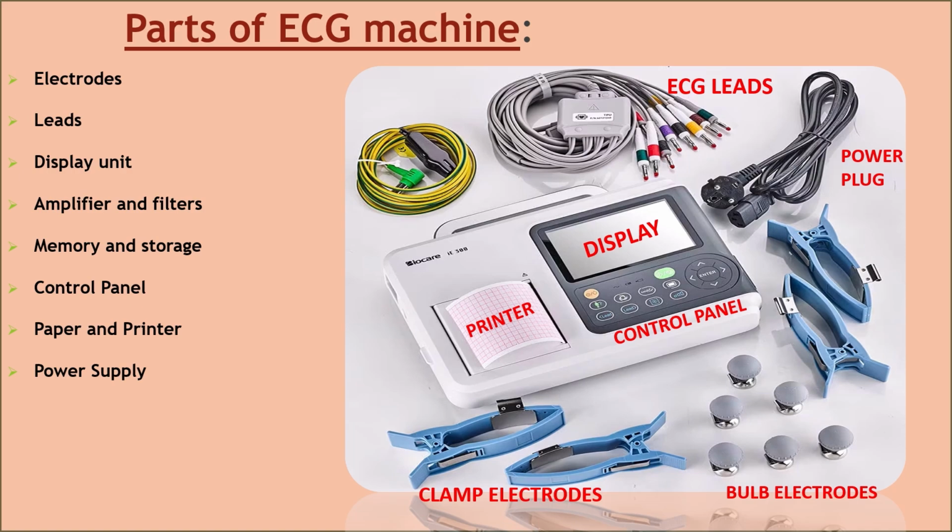So let's see what the parts of the ECG machine are: ECG electrodes, leads, display unit, paper and printer, amplifier and filters, power supply, memory and storage, and control panel. All these parts play a distinct role in an ECG test. Let's see them one by one in detail.